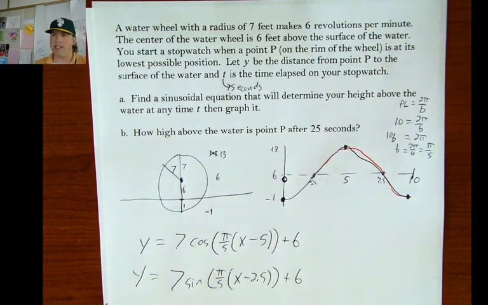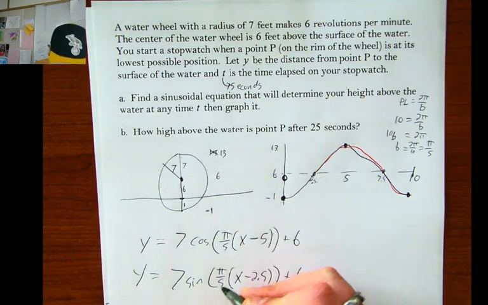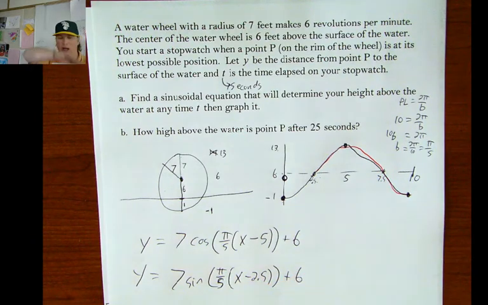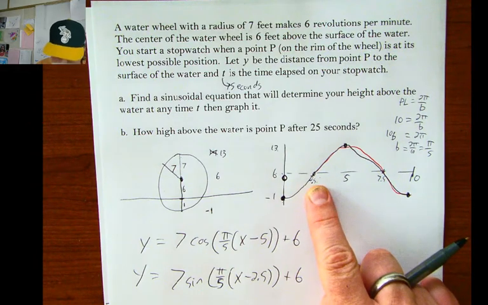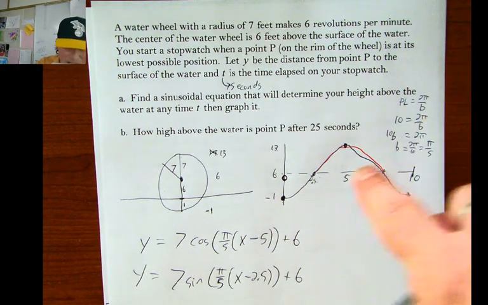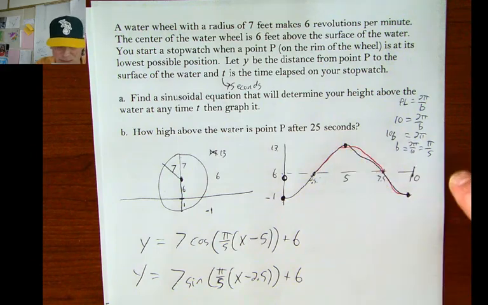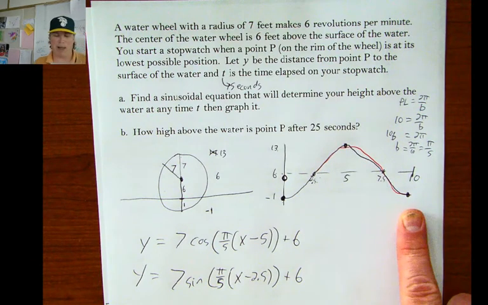Okay, now what's nice about this, once you have an equation, you can figure out the height of this wheel at any point. If you plug in 2.5, the answer is going to pop out 6. If you plug in 5, what's going to pop out is 13. If you plug in 10, what's going to pop out is -1.